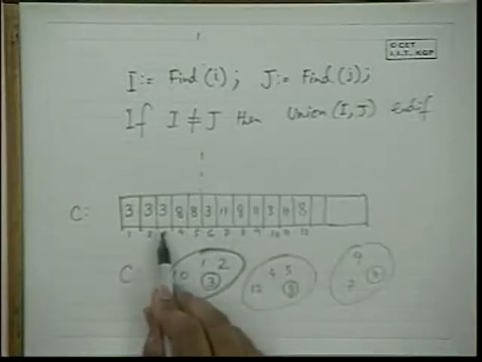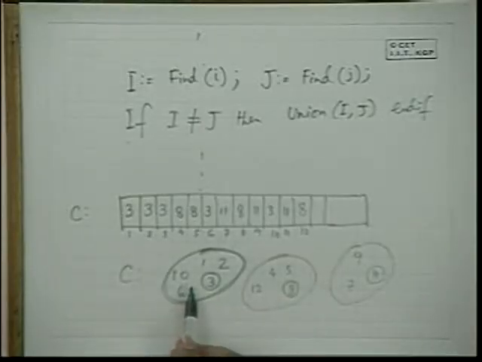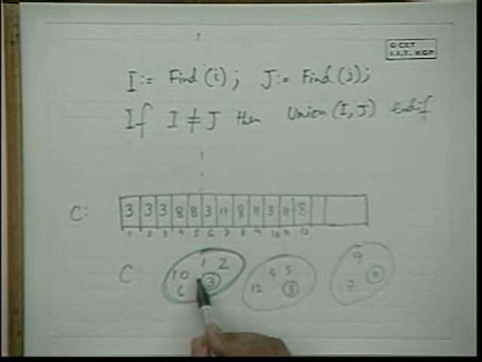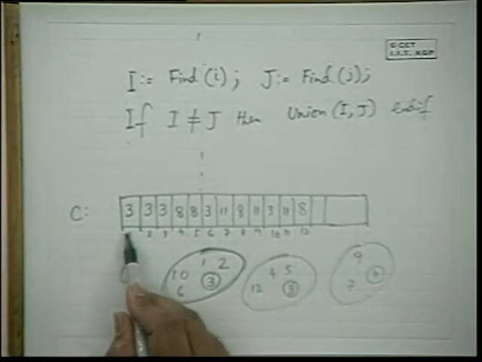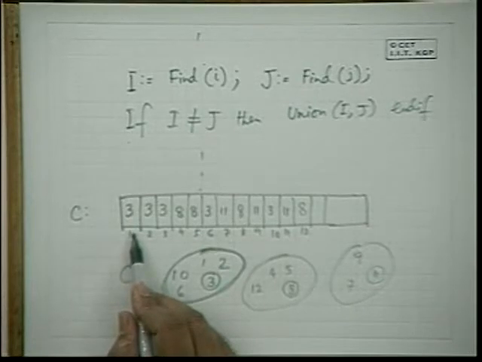So how to represent this using an array? So this is the method. For each set, choose one element as the representative element. Use that index as the name for that set. And Ci will have the name or the index of the set which contains the element I. So in this case 10, 1, 2, 6, 3 all have value 3.